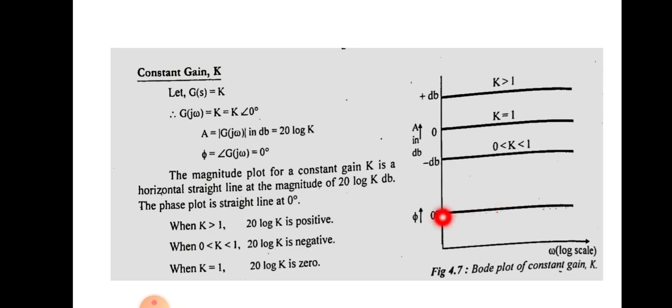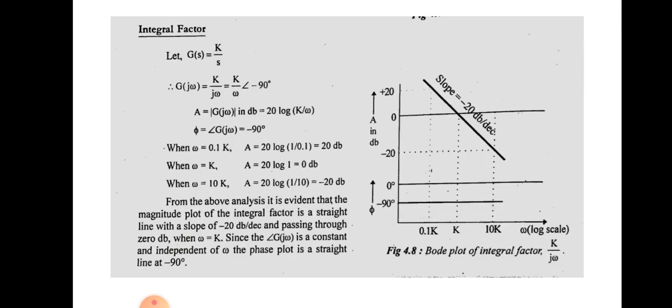See, this is a 0 degree graph. For every value of omega, the graph is 0 degrees itself. Similarly, in this case, minus 90 degrees for every value of omega. Since the phase angle does not depend upon omega, for every value of omega the phase angle will be minus 90 degrees. So the phase angle is plotted at minus 90 degrees. Suppose 0 degrees is this line, then minus 90 degrees comes below this 0 degree line. So this is the minus 90 degree.